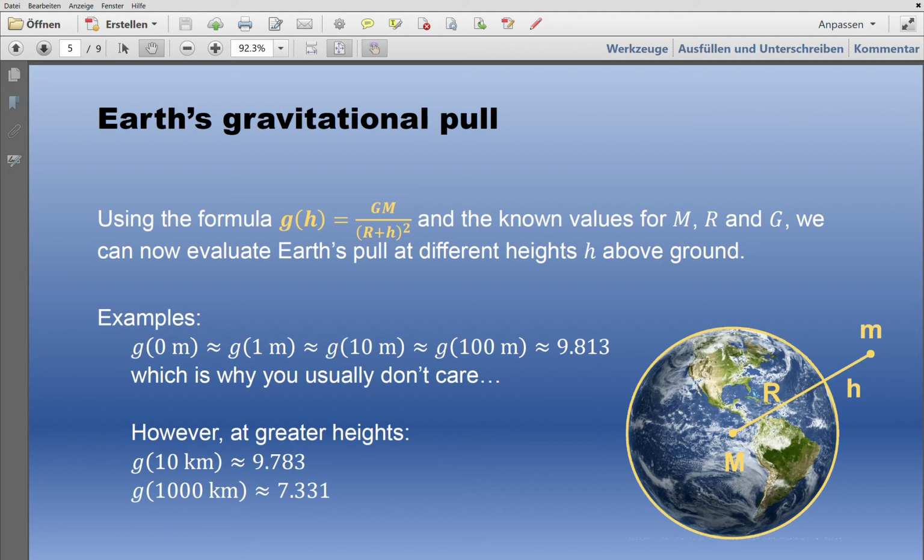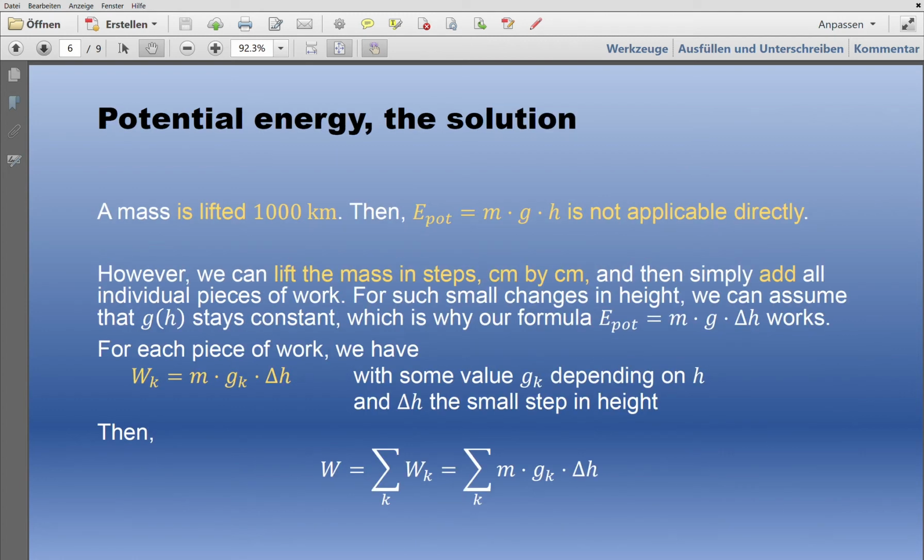So, what do we do to solve our problem? A mass lifted 1000 kilometers. Our usual formula, not directly applicable. However, what we do is we lift our mass in steps, meter by meter, or centimeter by centimeter, and we add all individual efforts, okay?